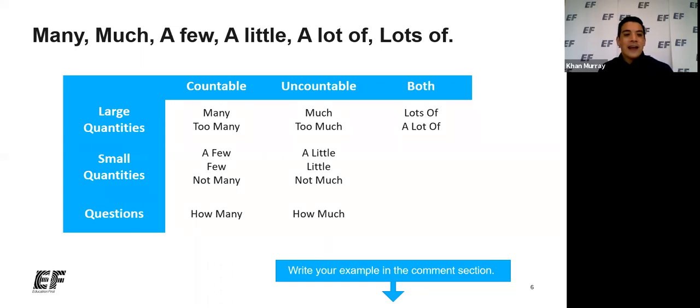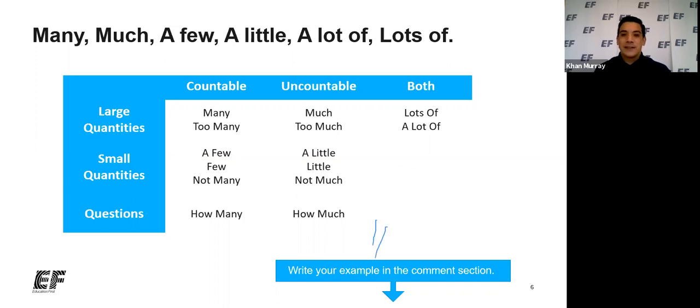Very good. I have bought too many flowers. I don't think you can ever have too many flowers, but if you say so, maybe you haven't got enough money, then you might have bought too many flowers. Very good. Thank you, Emma, for sharing that one. Anyone else? We'll have one more before we move on to the next slide.